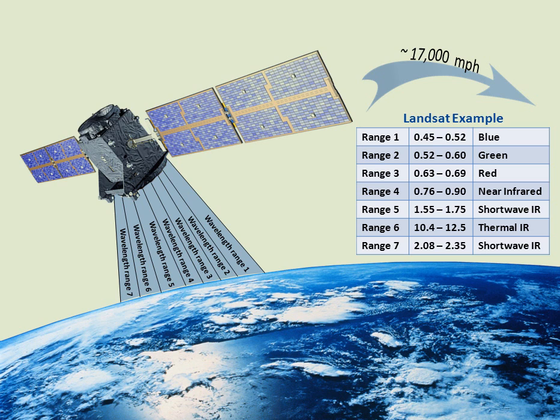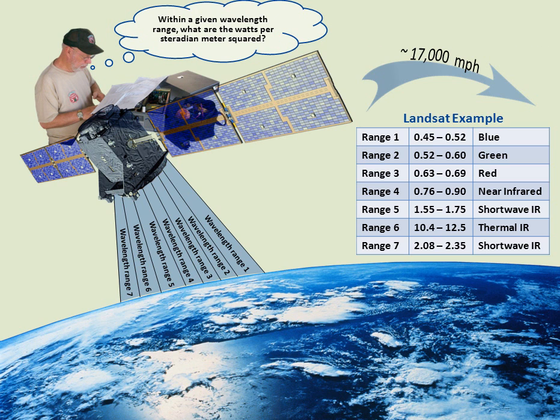Another way to look at this would be to imagine that your agency's radio engineer is up there on the satellite in orbit around Earth, traveling again at about 17,000 miles per hour, looking down, asking the question, within a given wavelength range, what are the watts per steradian meter squared? That's just another way to think about it.